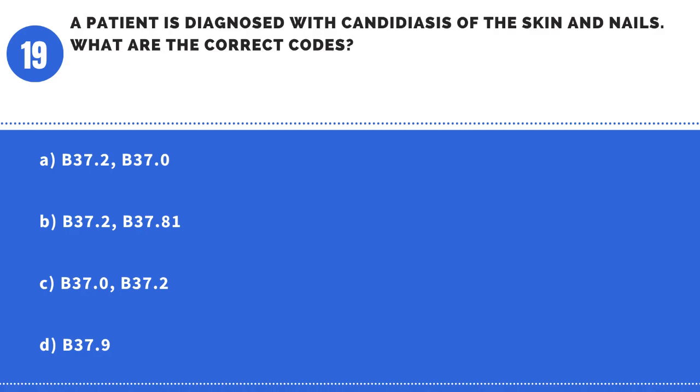Question 19. A patient is diagnosed with candidiasis of the skin and nails. What are the correct codes? A.